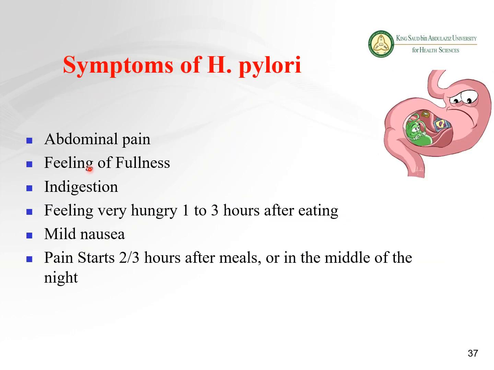Symptoms of H. pylori are abdominal pain, feeling of fullness, indigestion, feeling hungry 1 to 3 hours after eating, and mild nausea. Pain starts 2 or 3 hours after meals or in the middle of the night, because at that time the stomach is empty. Whenever the stomach is empty, the ulcer area is more exposed to HCl or pepsin. So if we have food in the stomach, that will cover the ulcer area and protect it to some extent from the burning effect produced by the acids.